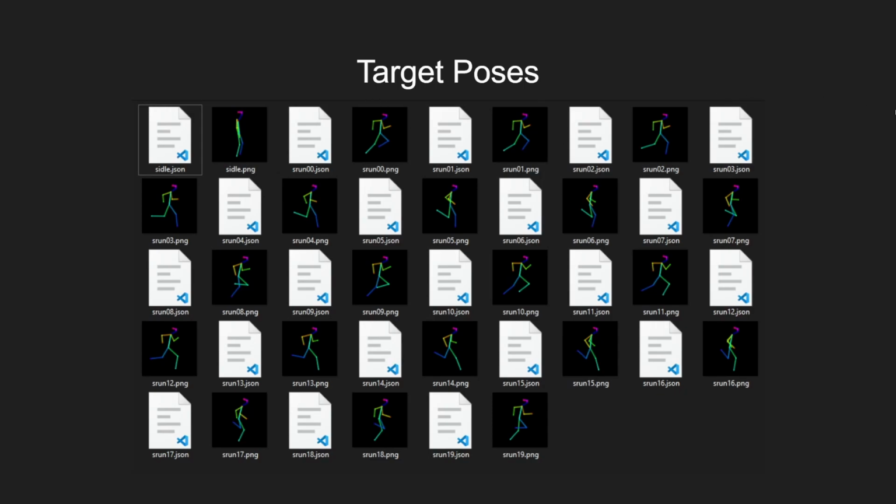And then you have your target poses. And once again, we have the JSON for the target poses as well as the images. So you can see here's 21 different animation frames, 20 for a run and 1 idle.